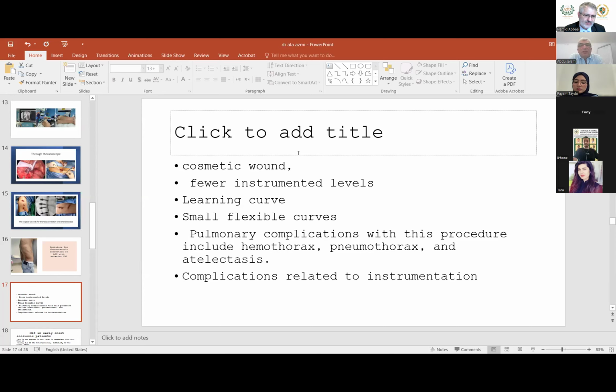Pulmonary complications with this procedure include hemothorax, pneumothorax, and atelectasis. Of course, you are going through and you are cutting the pleura and you are going in. And complications related to instrumentation, of course, but it's minimal. Actually, among the complications, maybe the vascular issue is the most important one.